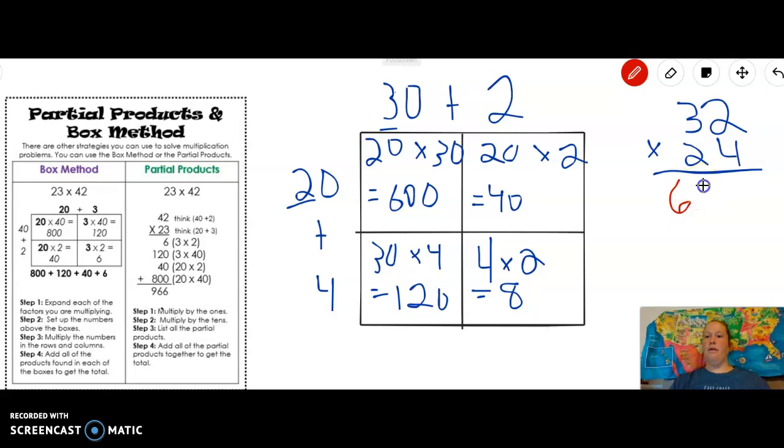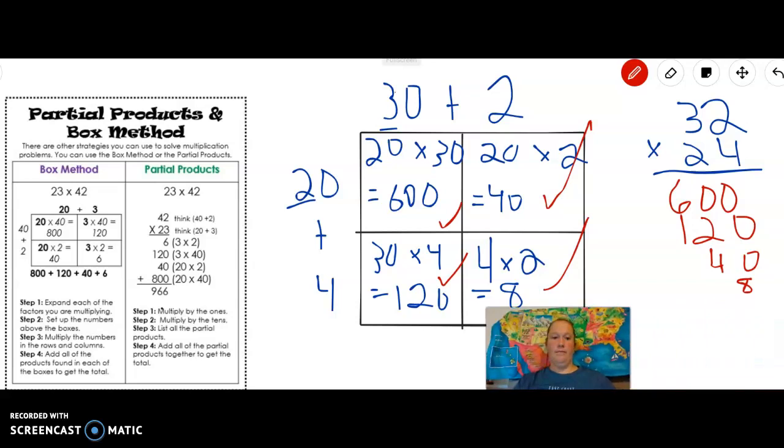600. Check. 120. Check. 40, definitely make sure they're lined up. Check. And 8. It's like a staircase almost. All right, I'm going to have to move me over a little bit so you can see.